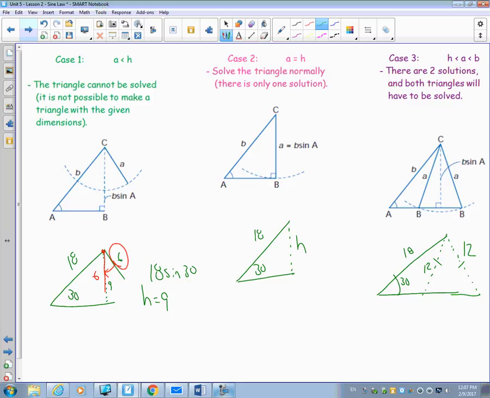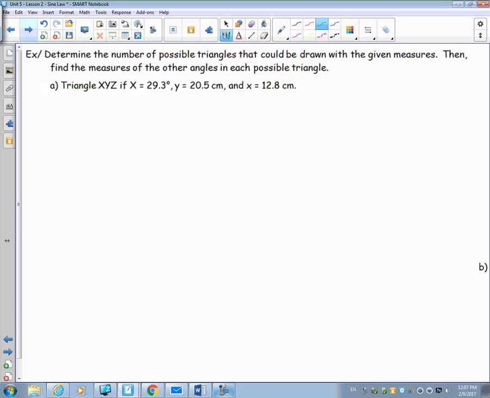Okay? In that case, we have to deal with the two triangles. So we'll go through some. And I know it can be a little confusing, so we're going to try some. So determine the number of possible triangles that can be drawn with the given measures, then find the measures of the other angles. So triangle x, y, z. I'm going to try and draw them the same way so it makes my life easier.